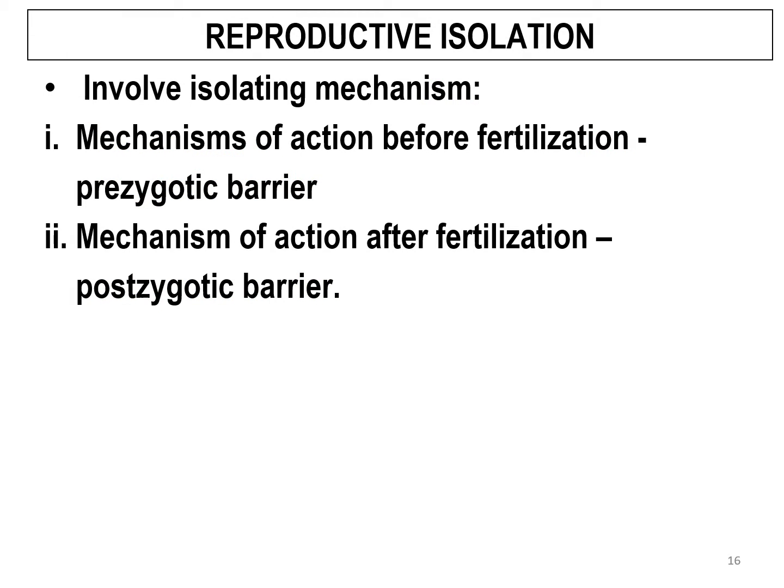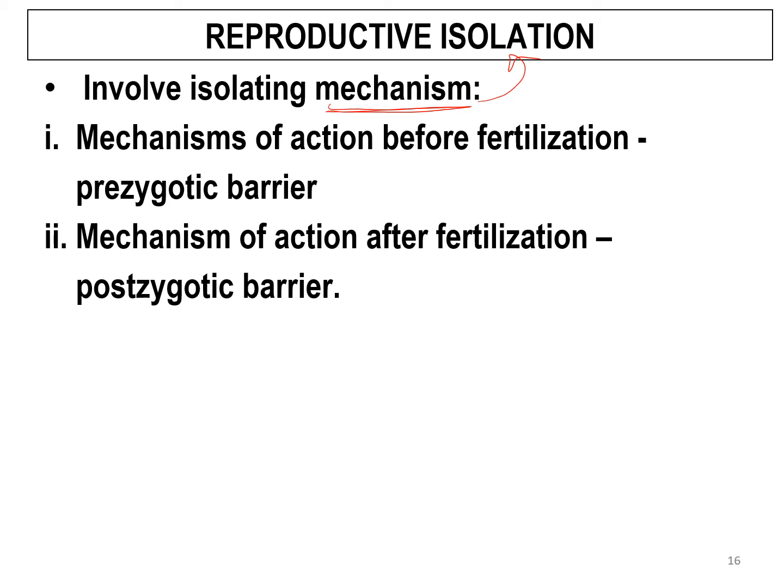So reproductive isolation involves isolating mechanisms. Jadi mekanisme untuk menghalang, untuk membentuk pemencilan reproduksi ni. Apakah mekanisme? Perkara-perkara yang menyebabkan berlakunya reproductive isolation, yang menghalang proses mengawan ataupun menghalang pembentukan zygote atau menghalang zygote daripada menjadi generasi baru.